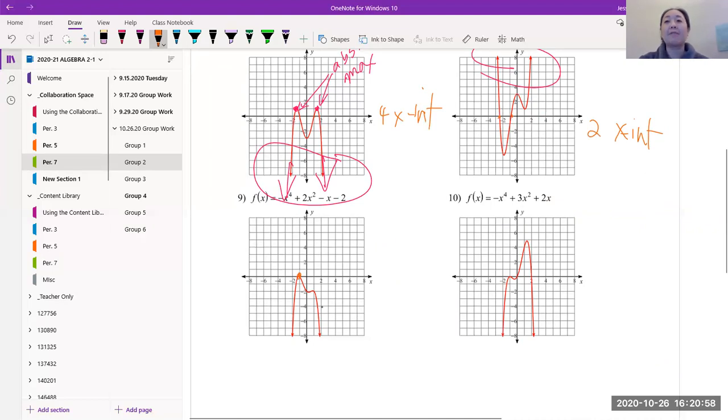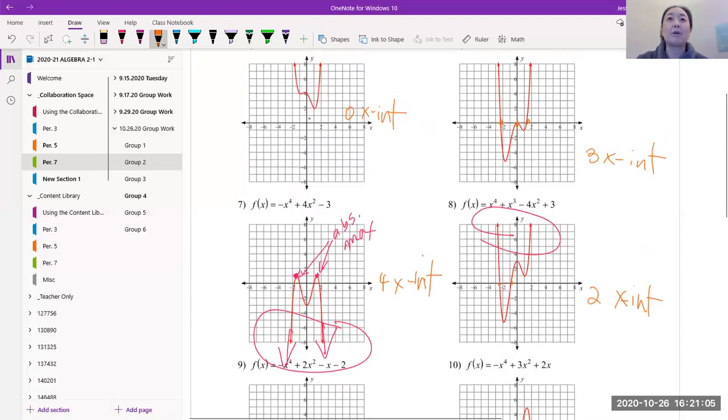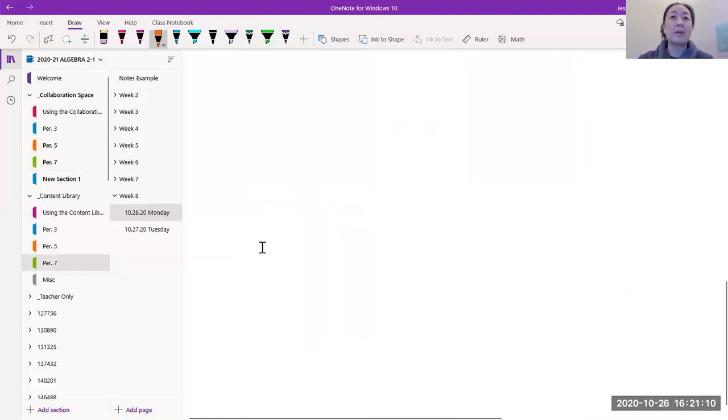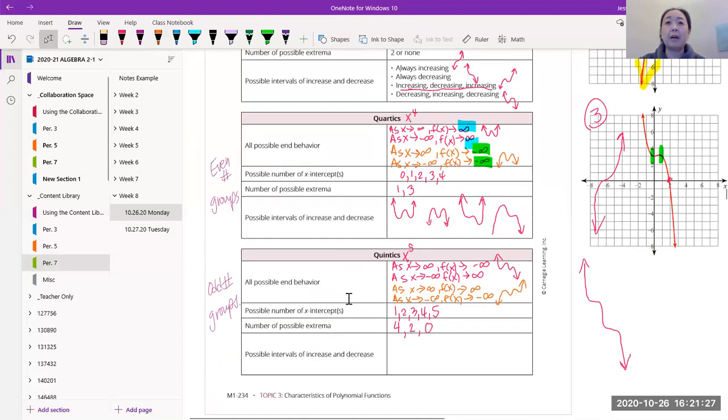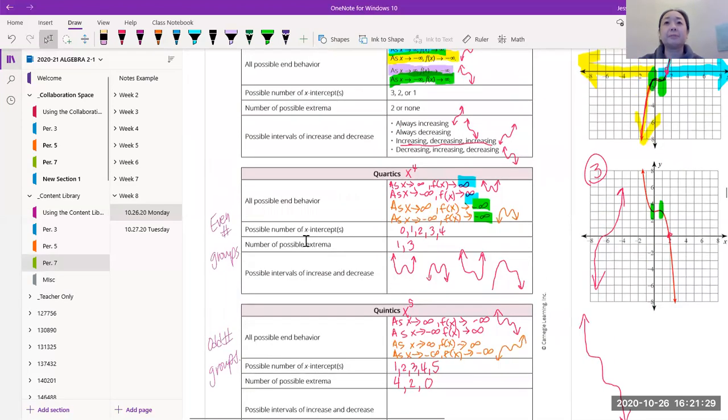Notice because we have it in either the arms are down or the arms are up, it is possible to have that 0 x-intercepts, as opposed to when we were over here at the cubic. Since one is up and one is down, it's like this, right? It will always at some point cross the x-axis. Okay, so that's why we will never have no x-intercepts. It's not possible. All right, and then for the quintic ones, also possible intervals of increase.